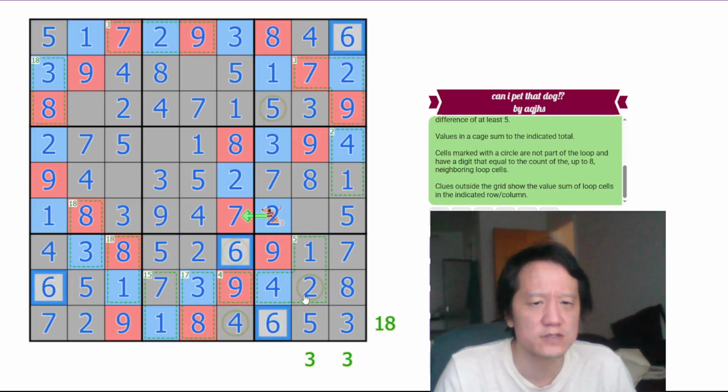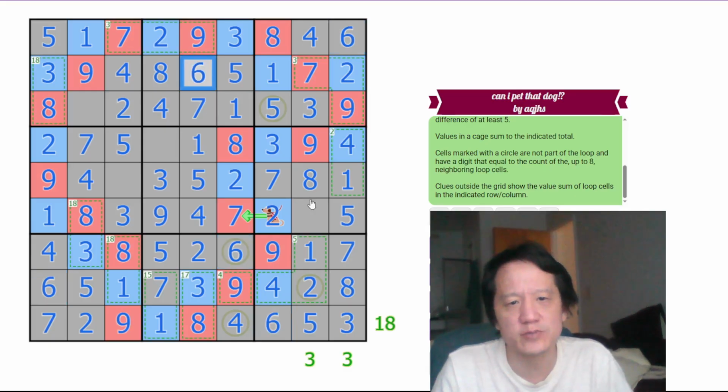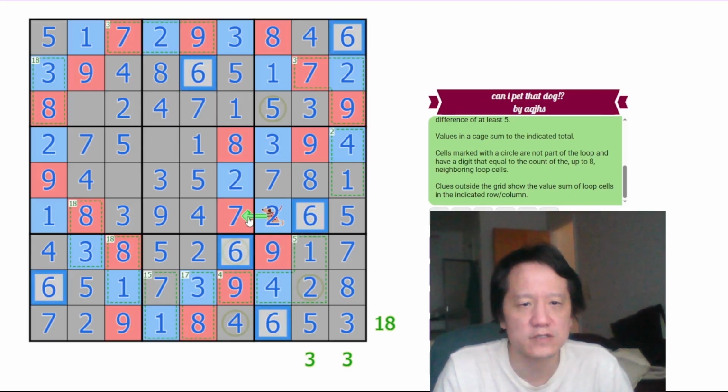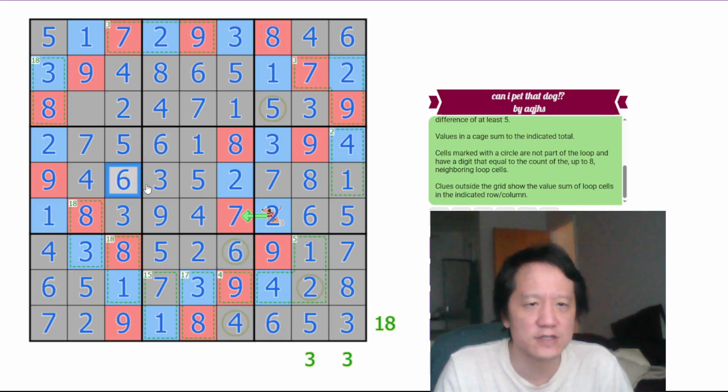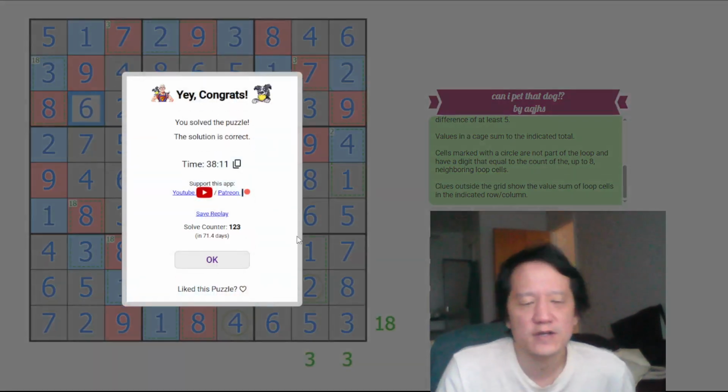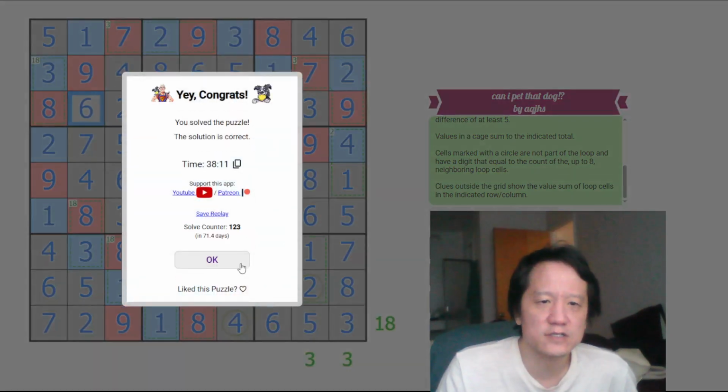6's. 6's are still limited, but we can fill things in. If this has to be a 6, this has to be a 6. That leaves this as a 6 and this as a 6. And then this has to be 6. Actually, the 6 is the only thing left. So those are all the 6's.